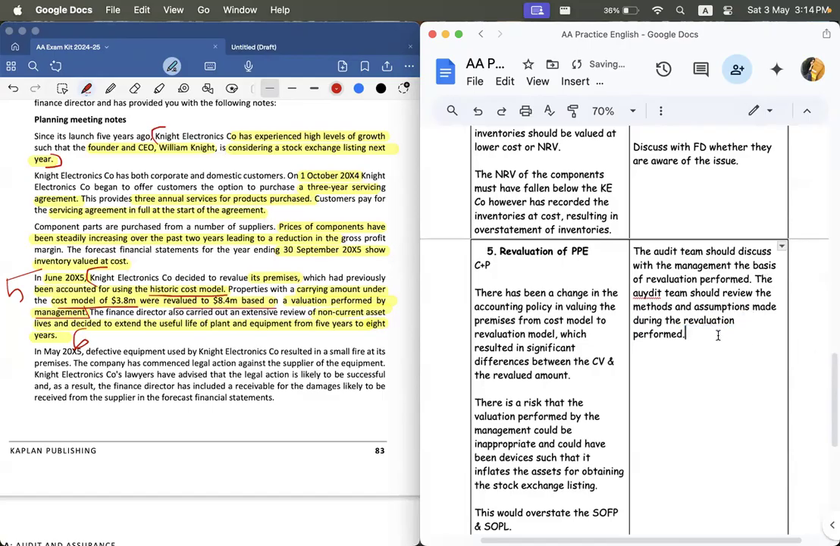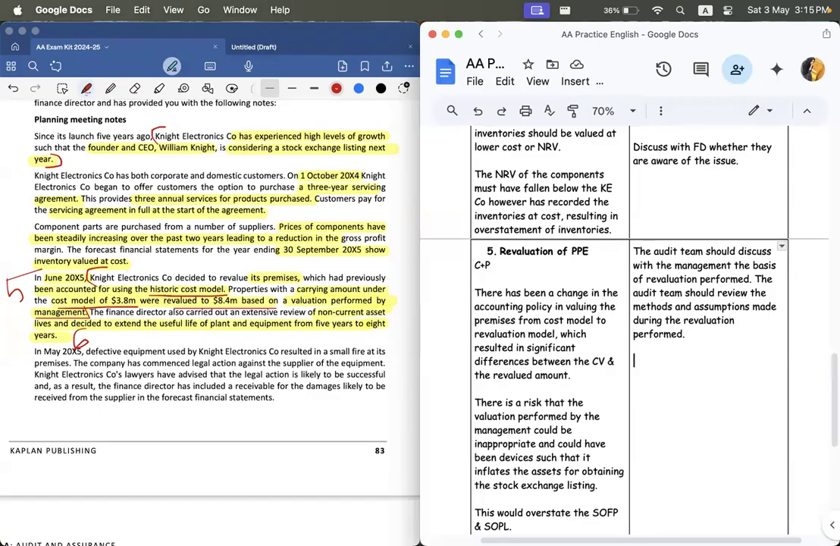We don't stop here. If they have revalued, they would have prepared a revaluation report. Understood? A valuation report would be there. It must be there. That is how it works. Clear? So this is new information. Whenever you get new information, scribble it down on your lecture notes or somewhere else.